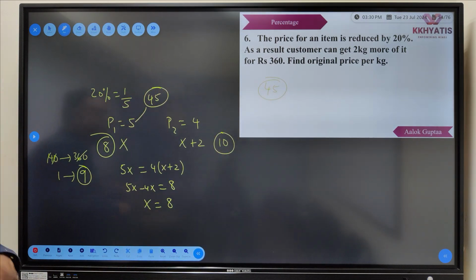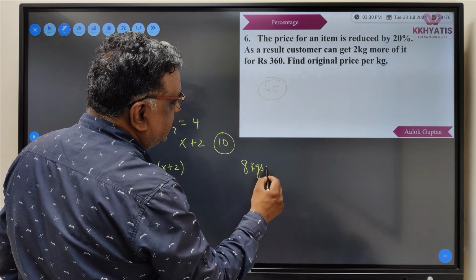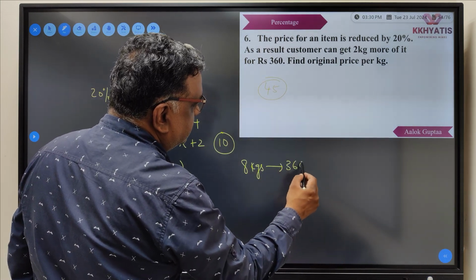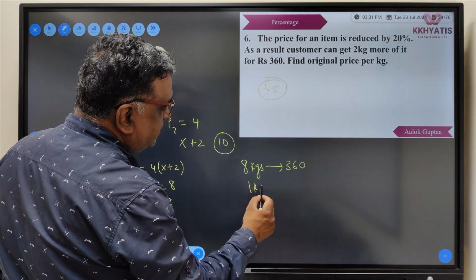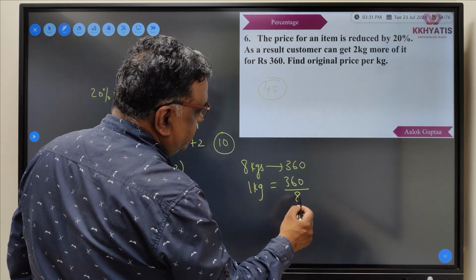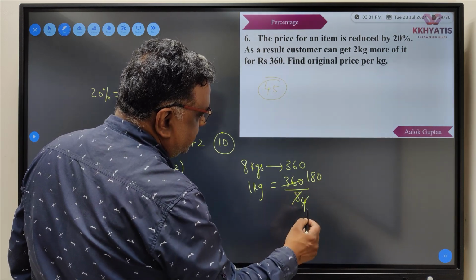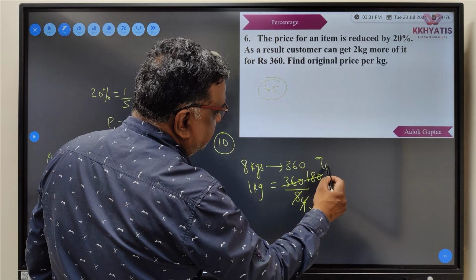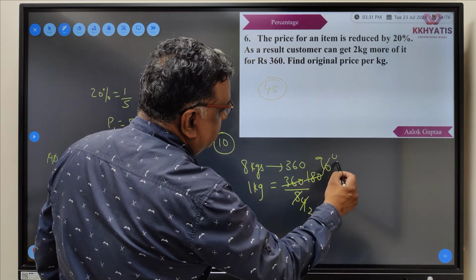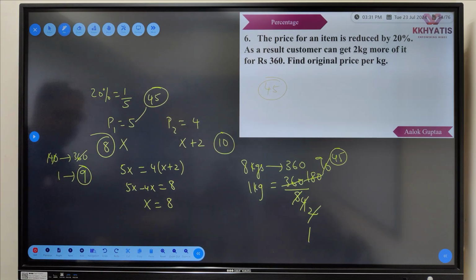So the answer is 45. Clear? Or you could have done it in this manner. He is buying 8 kgs at 360. 1 kg he will buy at 360 upon 8. 4 twos are 180, 90, 45. Whichever method is suitable for you. Okay.